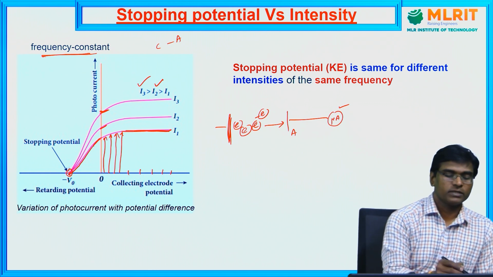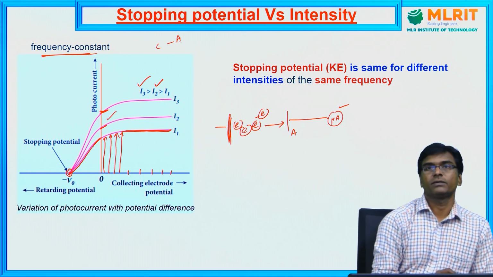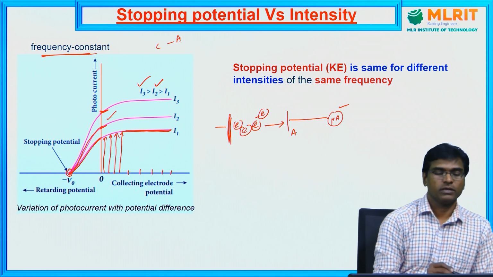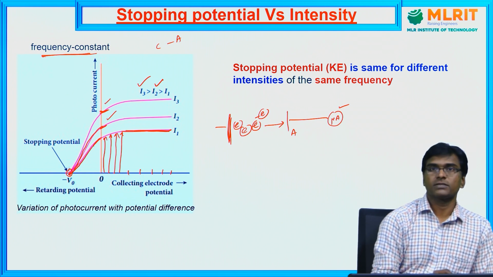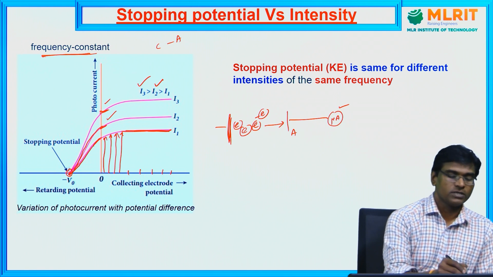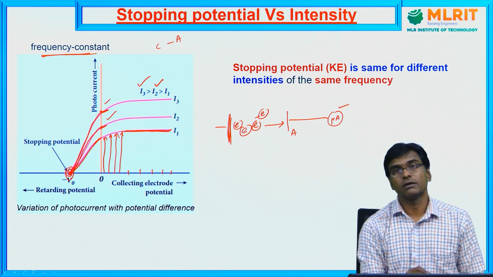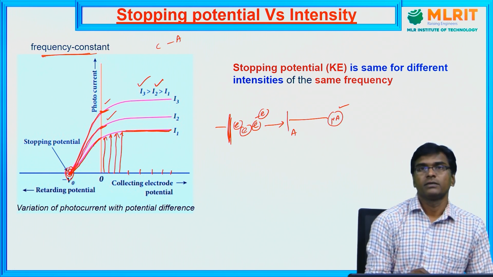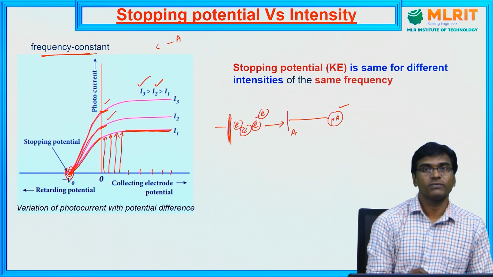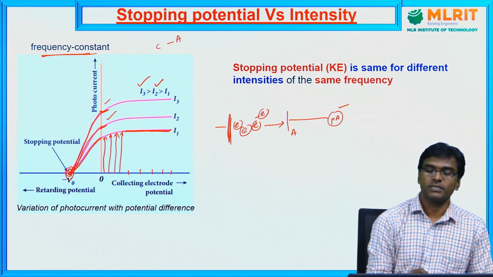Now for the same frequency but different intensity, the stopping potential is the same. In all three cases the frequency is constant, but the intensities are different, and the stopping potential is the same. It means stopping potential does not depend on the intensity. In other words, kinetic energy does not depend on the intensity. So kinetic energy depends on the frequency. Similarly, stopping potential depends on the frequency.